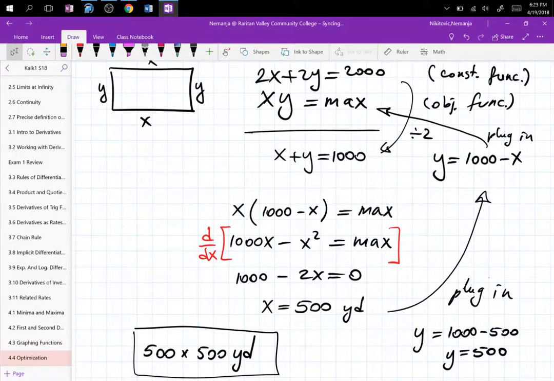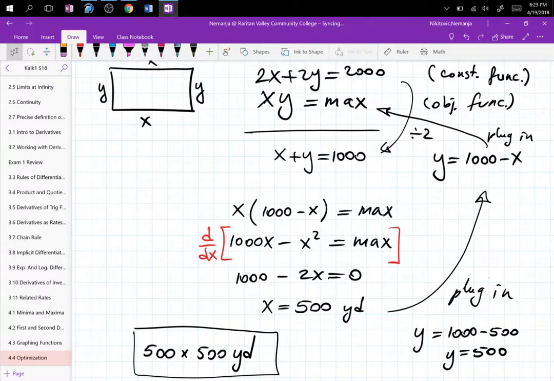And the rest is solving. You solve the constraint equation for one of the variables, plug into the objective equation, work out the algebra, hit it with the derivative. Now it's equal to 0. We are looking for min-max at that point. You get 500. So find the y value, and then you have your answer. Problem solved. So this is the entire problem.